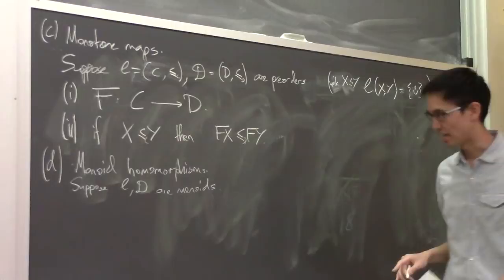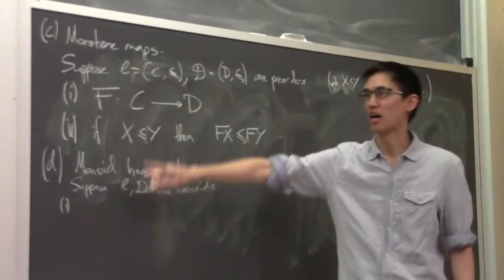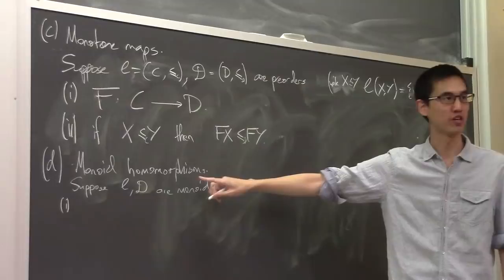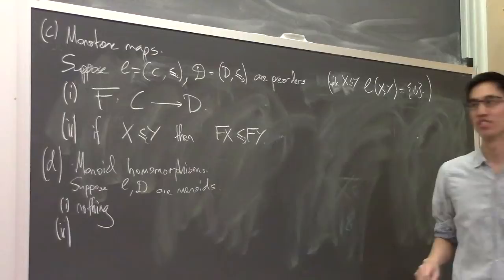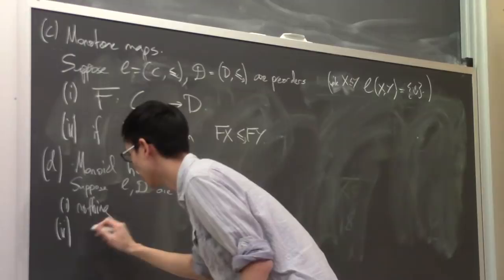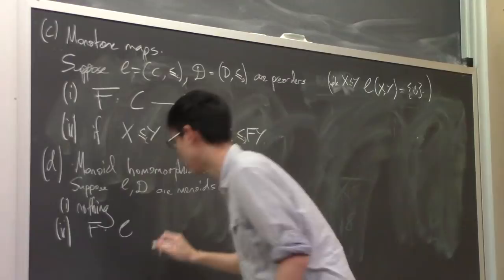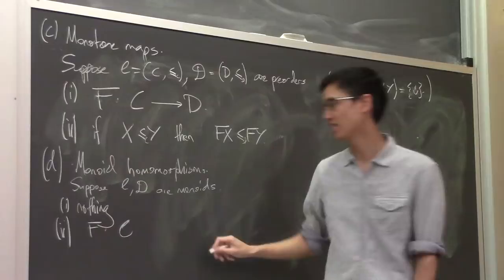Well, one says that there's a function from objects of C to objects of D. But as monoids are one-object categories, C and D only have one object. So condition one says nothing. Condition two asks for a function between the homsets. So condition two wants a function from C, and I'm just going to write C because it has a unique object, all the morphisms in C, to all the morphisms in D.